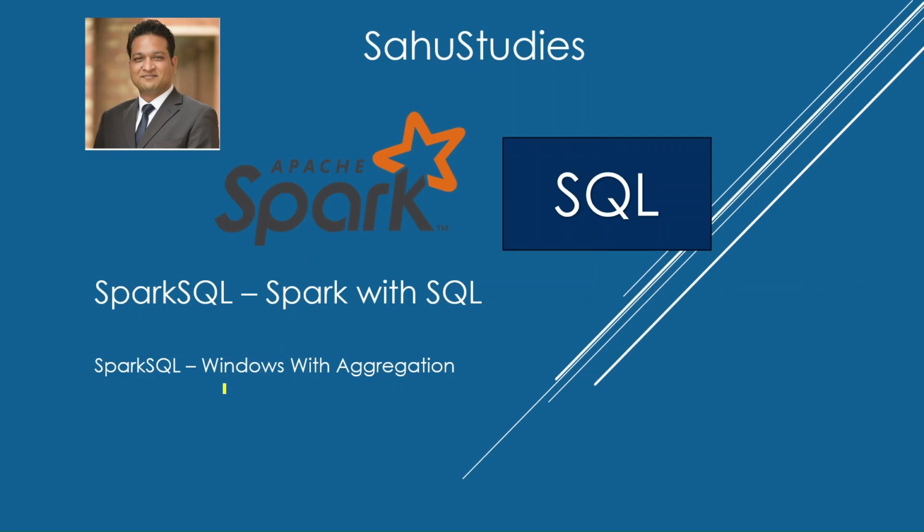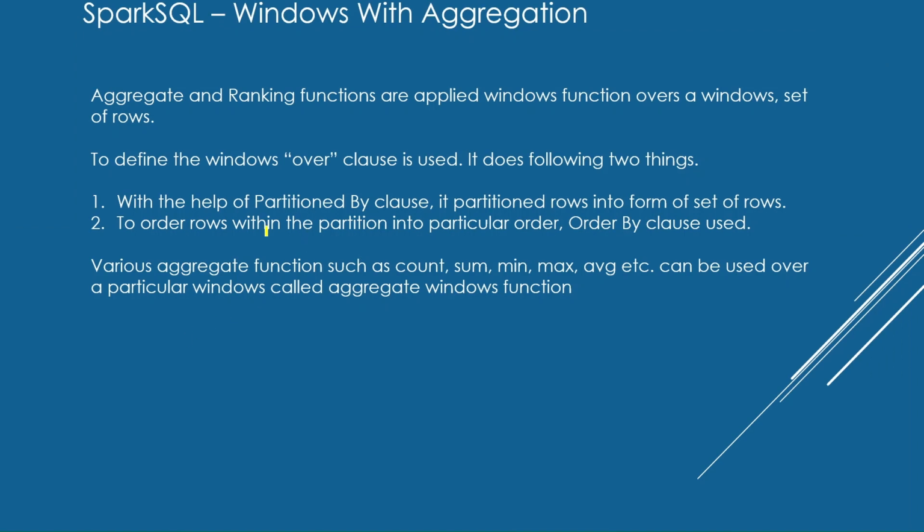In this video, we are going to see how aggregate function works with window function in Spark SQL. So this aggregate function and the ranking function are applied on this window function. What is the window? It is a set of rows.